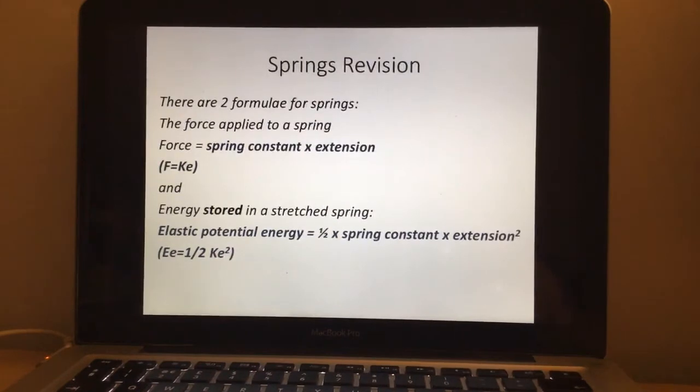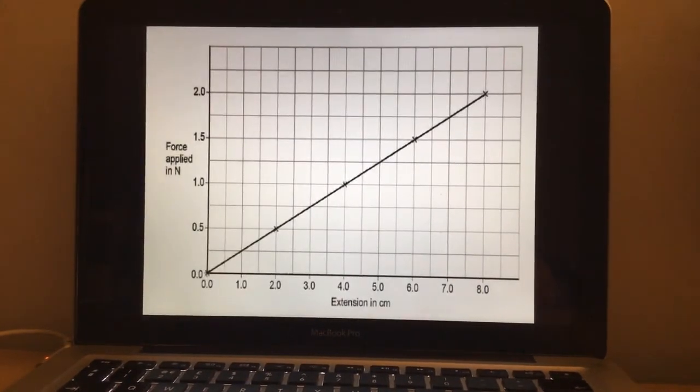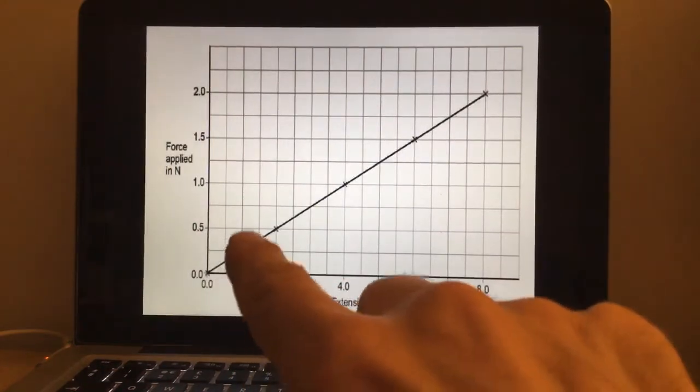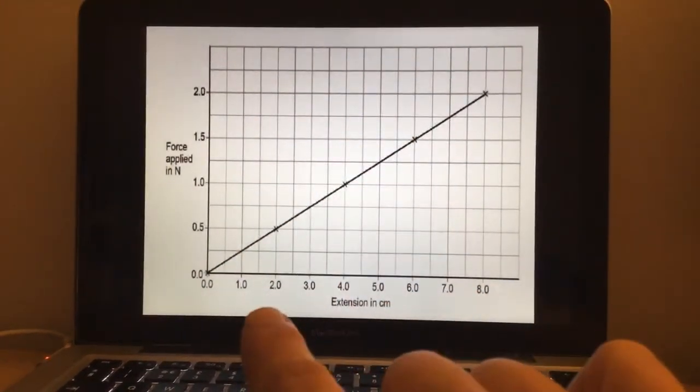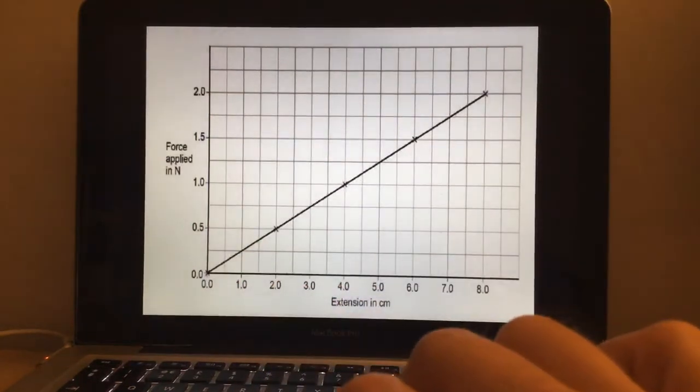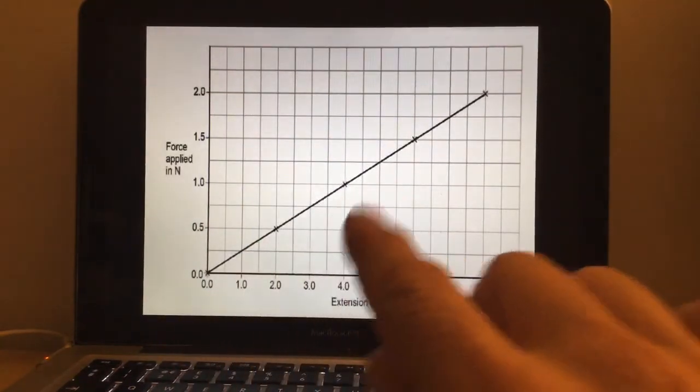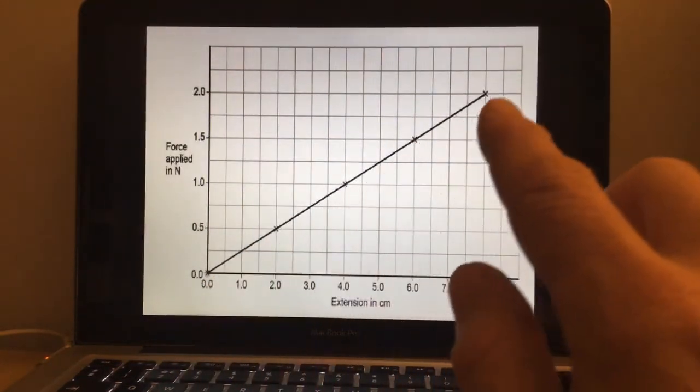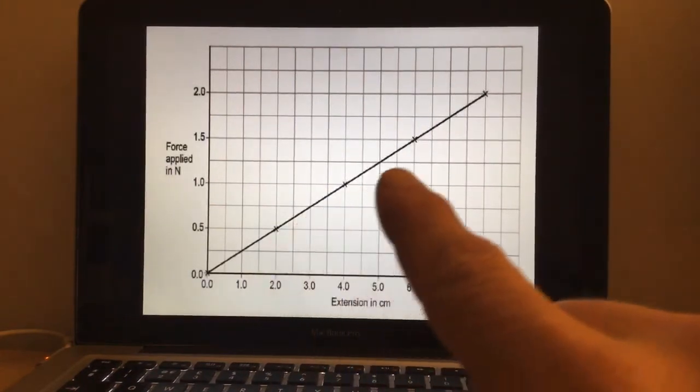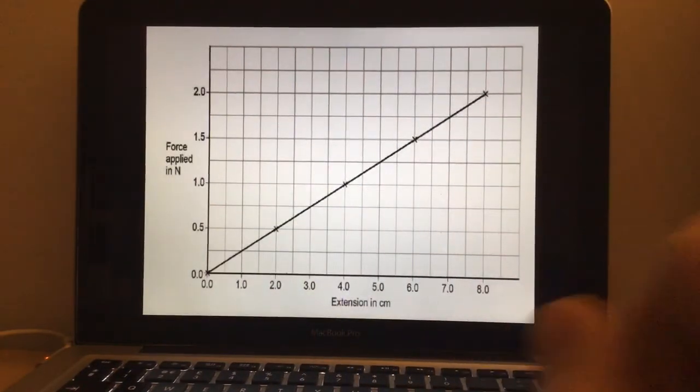The other thing you need to know about springs is this. This is a graph to show the stretch of the spring against the force. It can be shown both ways. Sometimes force goes there and extension there. And it basically shows a straight line. In other words, the more force you put on it, the more it stretches. Or the more you need to stretch it, the more force you put. And it's directly proportional. Force is proportional to extension. So that's the sort of thing you need to be able to use in the exam.